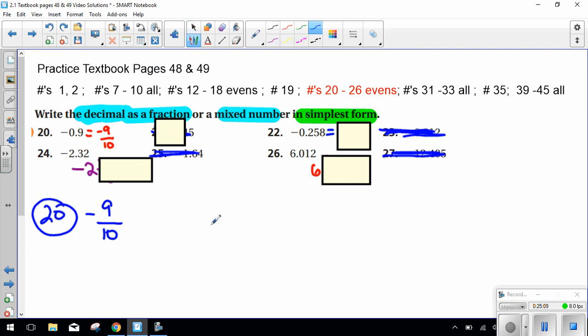Okay, number 22, it is negative 0.258. The 5 is in the hundredths. The 8 is in the thousandths. 258 thousandths. So guess what my denominator is going to be? 1,000. So when students see numbers this big, they kind of take a step back and they're like, I can't do it. What's the common denominator?